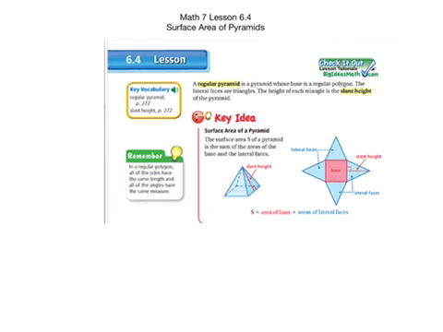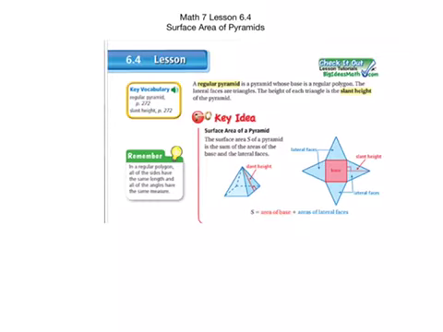Alright, for this lesson you need to make sure you have written in the vocabulary and your key ideas right here. This is surface area of pyramids. Now you've already been dealing with surface area, and remember the surface area is just all of the outside of whatever shape you're dealing with, and like if you were going to wrap it with wrapping paper kind of deal, that would be considered the surface area.